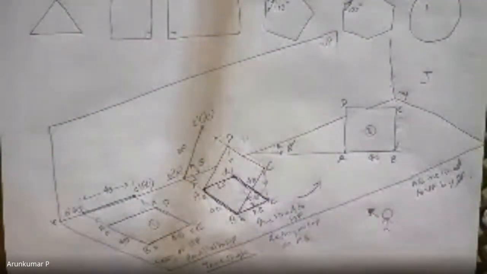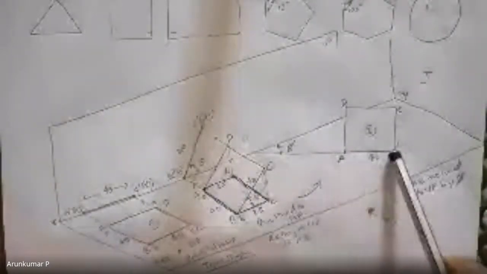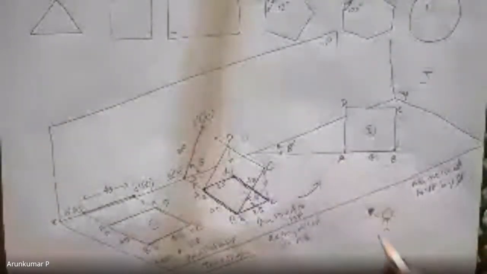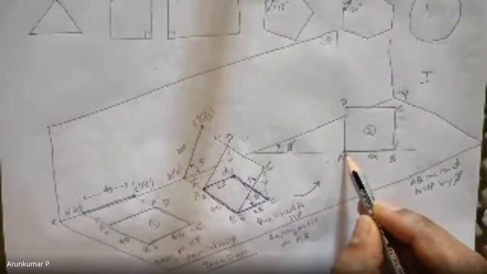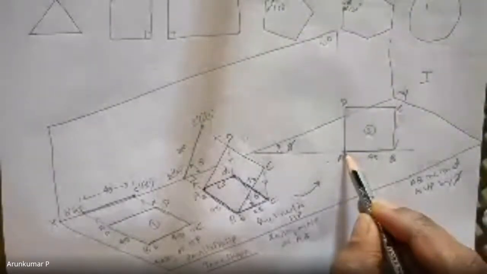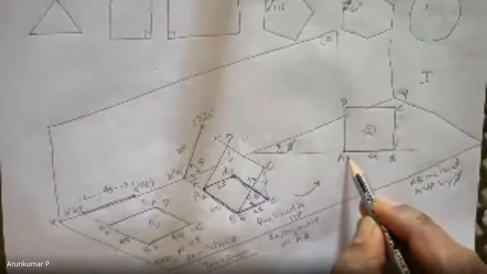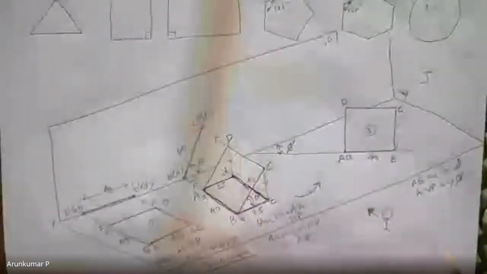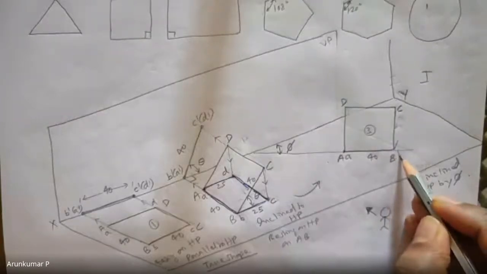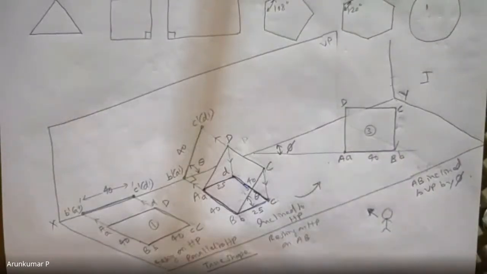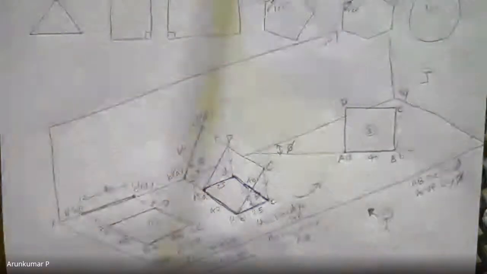so when I take the top view of each of these 4 points, let me start with A. The top view of A will be the same point here because A is on HP, so small a. The top view of B will be the same point here because B is also on HP, small b. Now the top view of C and the top view of D.